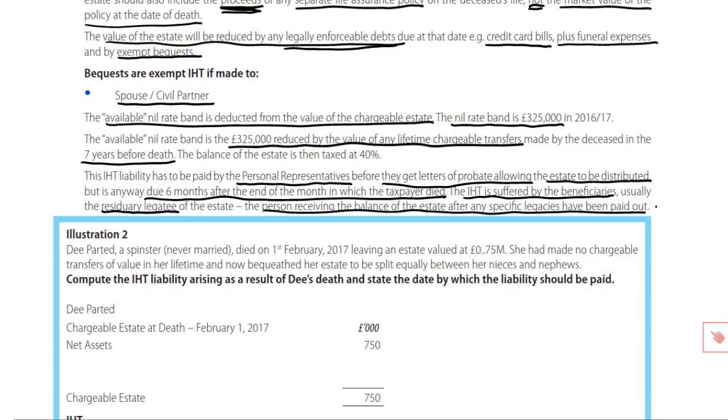But again, if your will is written the first way, with the specific beneficiaries and then the balance of the estate to the residual legatee, it is that person who suffers, who bears the cost of the tax on the entire estate.